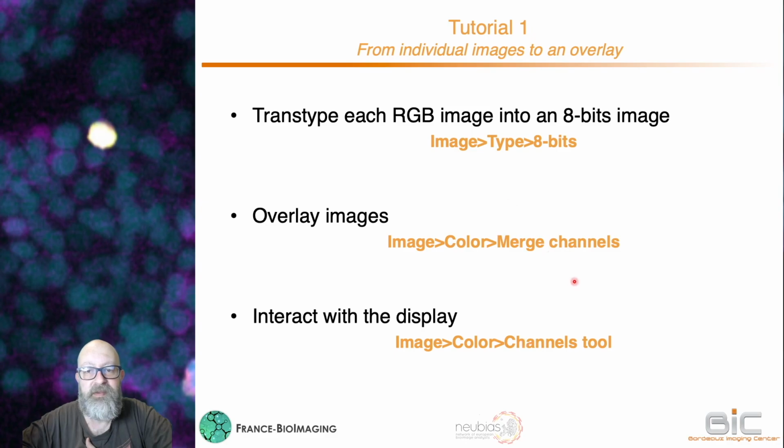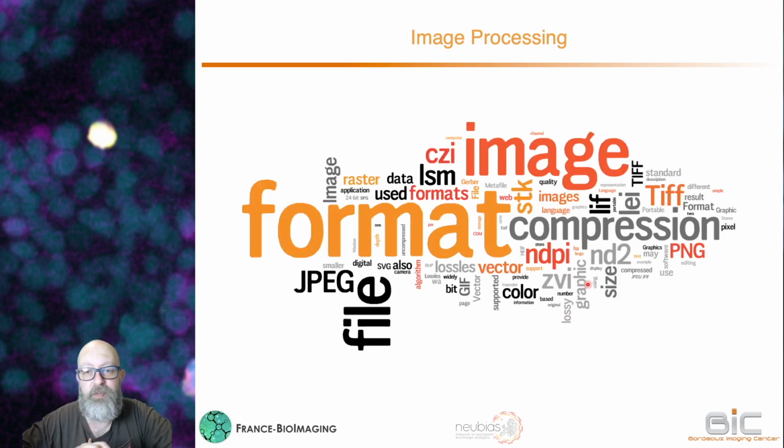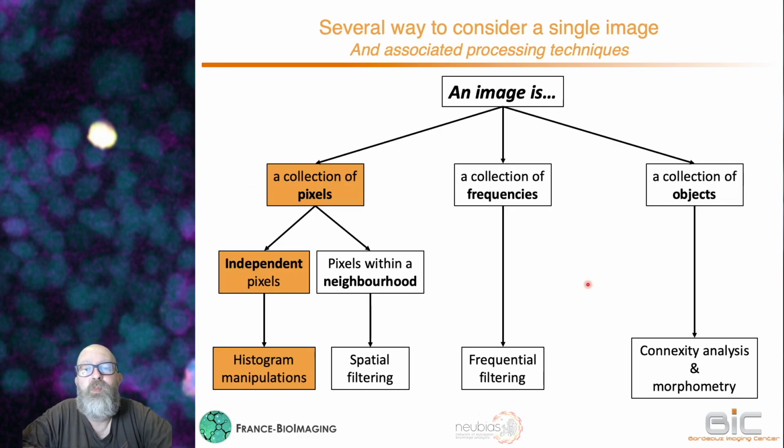So we've been doing the 8-bit conversion, we've been overlaying, playing with the channel tools, but now how to play with the display. So this is the start of the image processing, trying to work on the display. And before we do that, we must have a look at what is an image. An image is a collection of many things, a collection of pixels, a collection of frequencies, and a collection of objects. For now, we will have a look at the image as a collection of pixels.